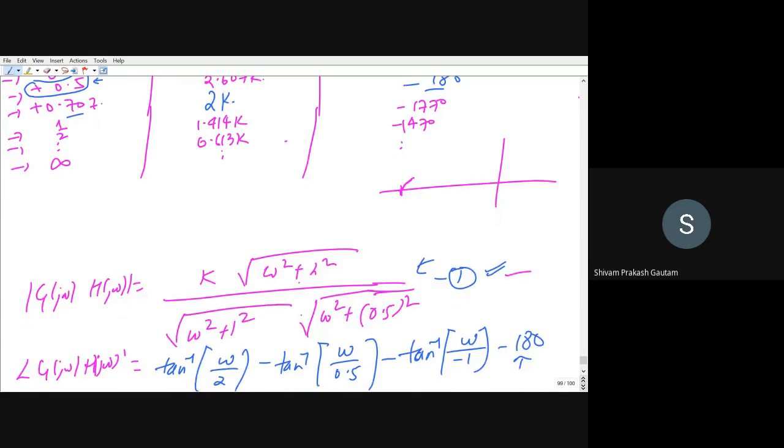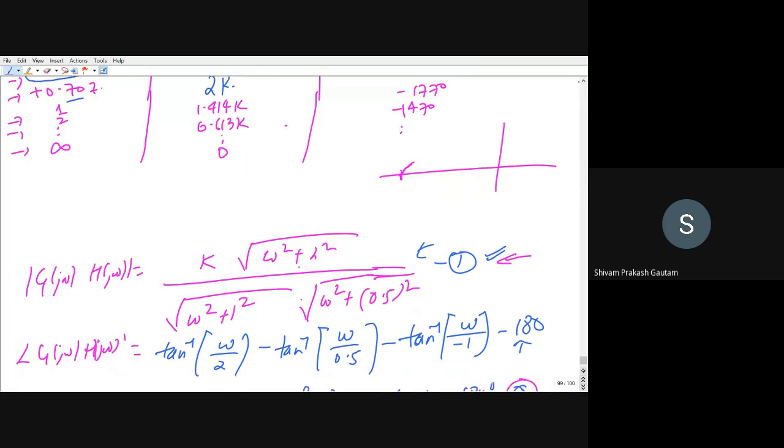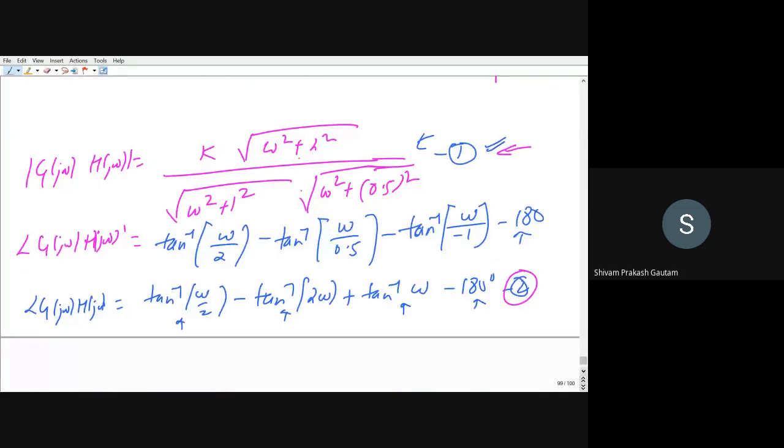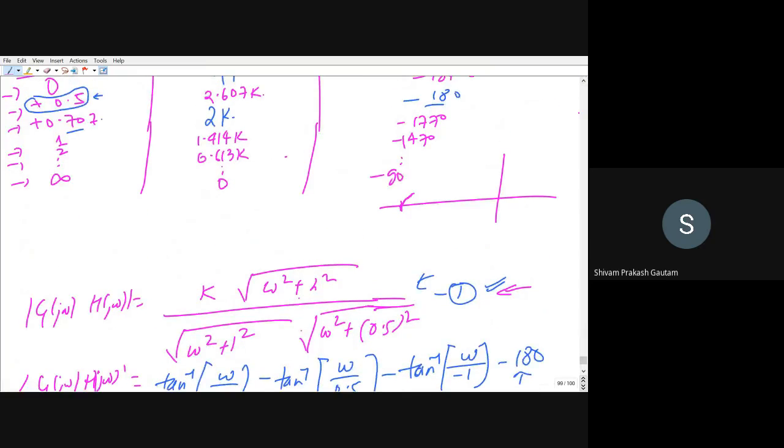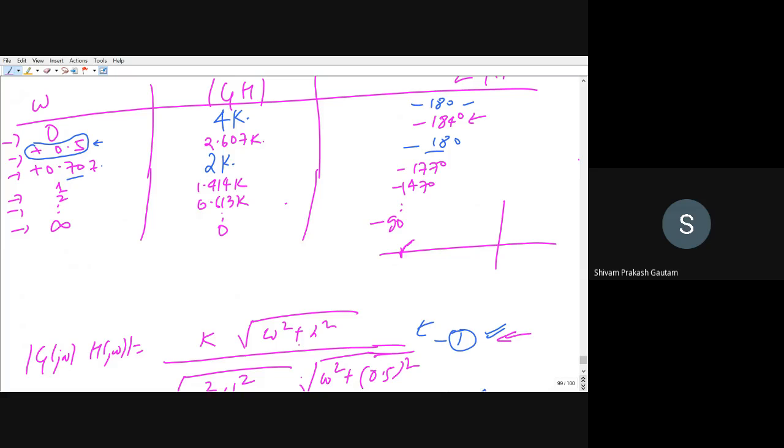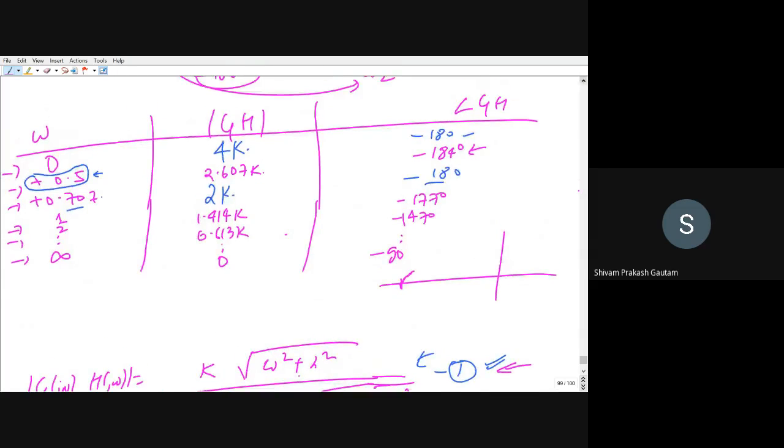When you put omega equal to infinity, the magnitude you will get is 0. And what is the phase you will get? At omega equal to infinity, this is plus 90, this is minus 90, this is plus 90, this is minus 180. So the plus 90 terms cancel, and the final phase is minus 180 plus 90, which is equal to minus 90. So you can see this is the table, and for this table we have to draw the polar plot. Let me copy this table.